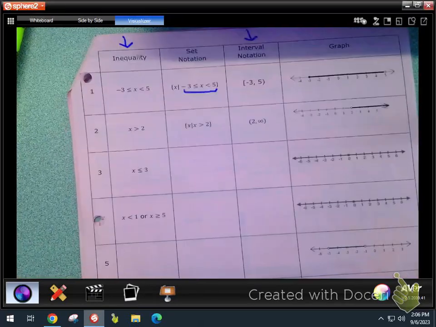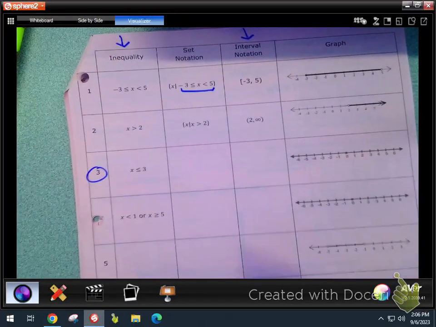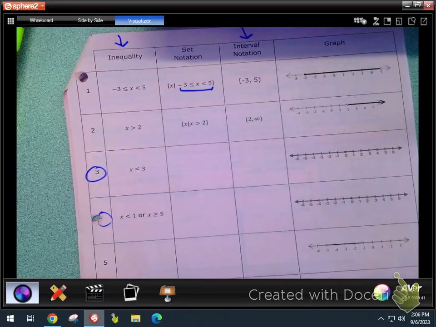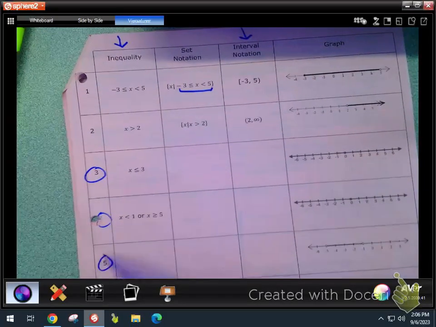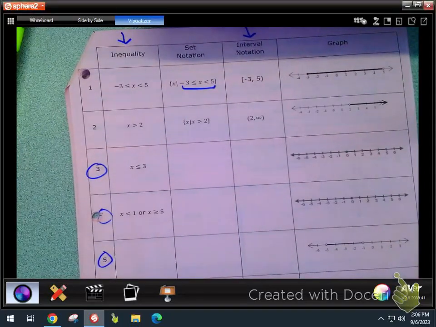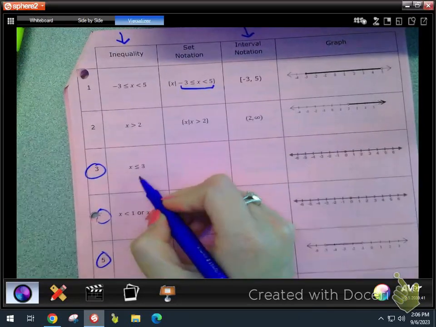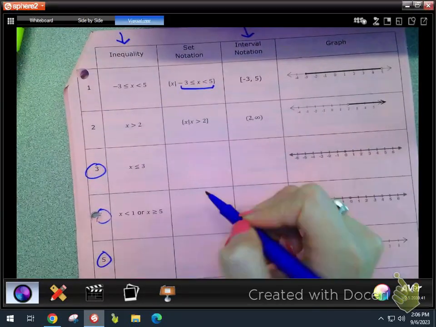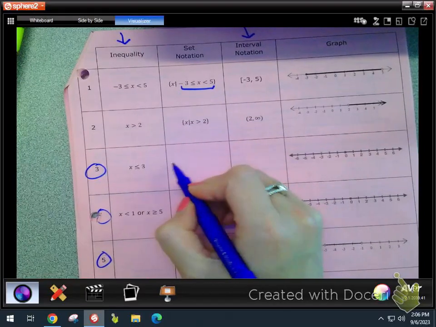So let's just try, you guys try 3, 4, and 5. And then we'll move on to the next page. Okay? So try to fill that out based off of what you know. I'm going to start working the first one if you're totally lost.